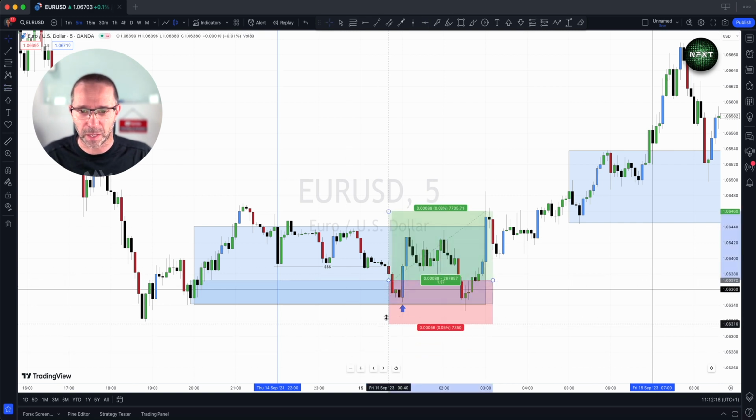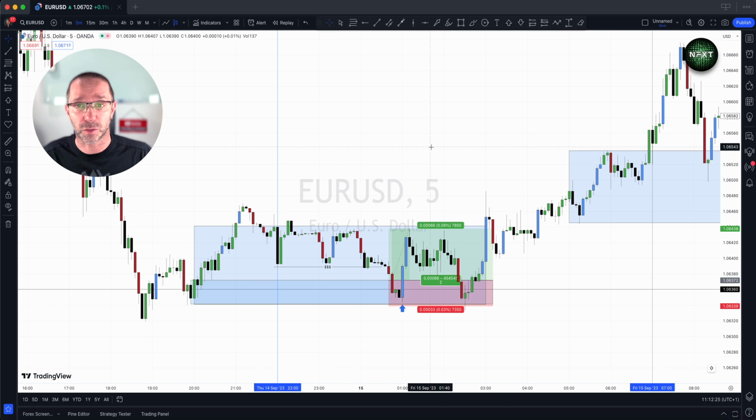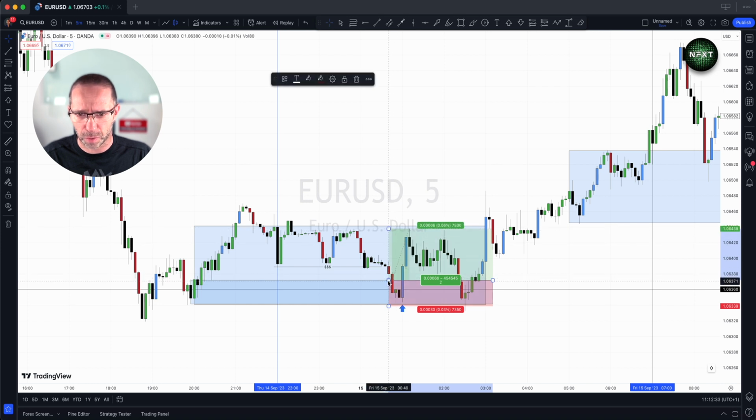So there's your entry, there's your stop loss off the demand zone. Your take profit is going to be this high. And you can see that actually works, 2-to-1 risk to reward. If you're taking the entry off this candlestick, okay, to the same high, your stop loss is then going to be much bigger, you've got just under 1-to-1 risk to reward.